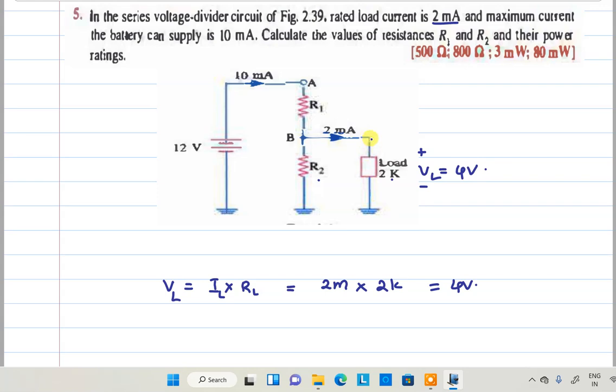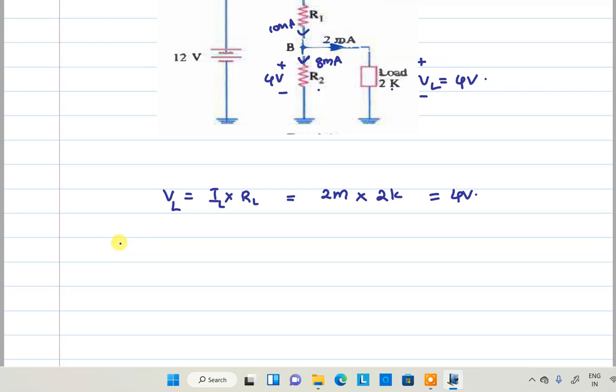This is connected in parallel, right? Whenever the load is connected in parallel to R2, what about the polarity of voltage here? Plus and minus. Now this is the 10 milliamperes, this is the 2 milliamperes. According to KCL, what is the current here? 8 milliamperes. You know the voltage, you know the current, so we can find out R2. R2 is equal to V by I.